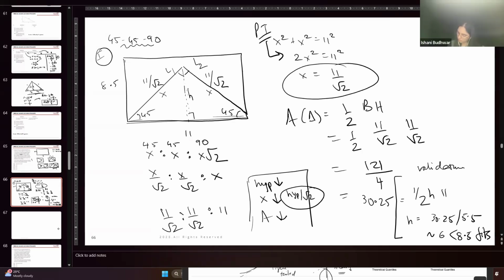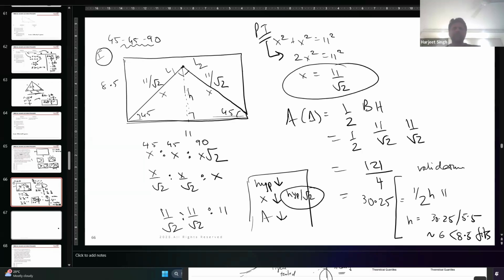Good question. You need to validate whether that right angle triangle, that vertex, is within or outside. So here it is within. Had the length or the breadth been 5, then it would have gone outside. But it's 8.5, so no problem.